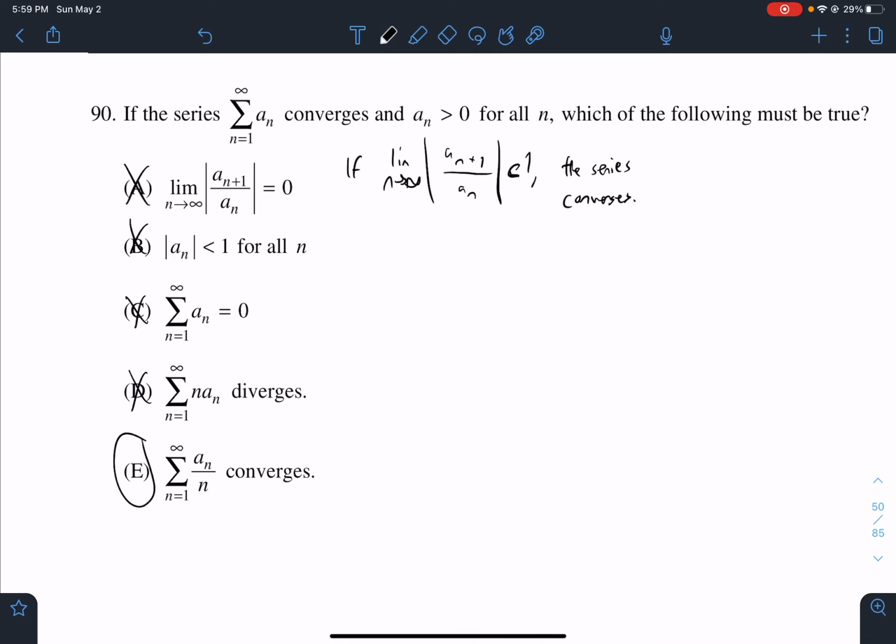And that makes sense, because a of n over n, same thing as multiplying by n, dividing by n won't change the convergence of the series.